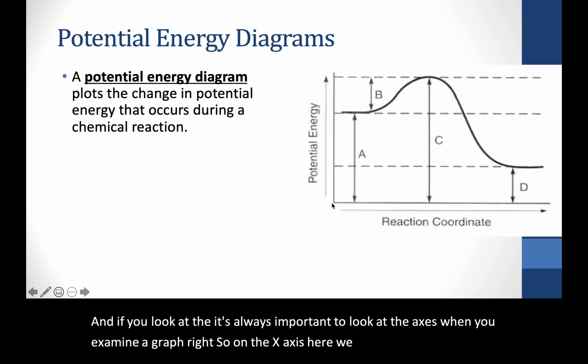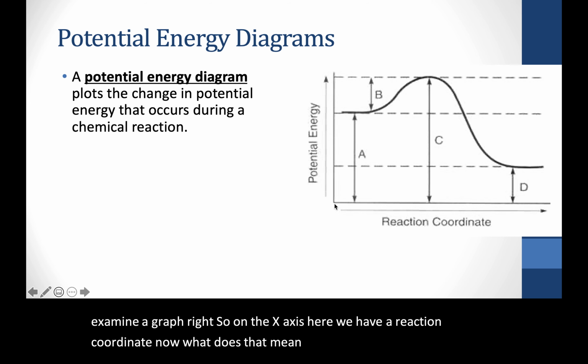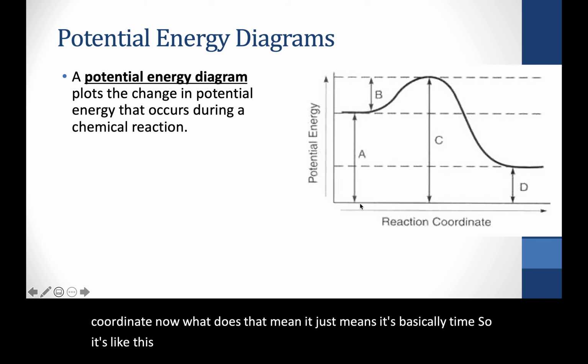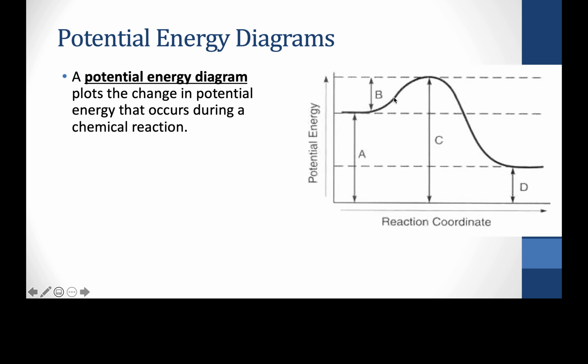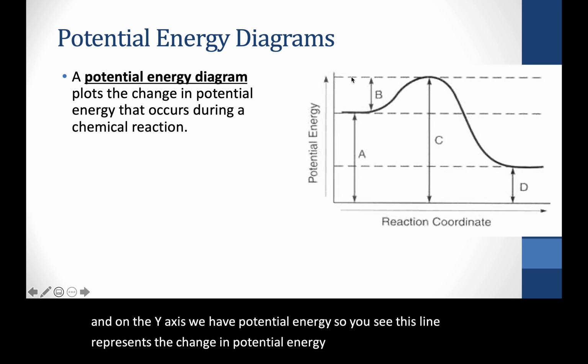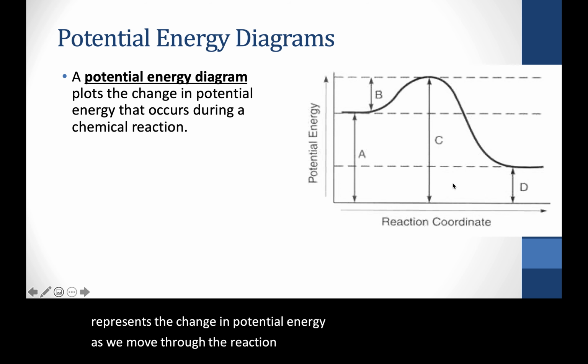Now what does that mean? It just means it's basically time. So this is where the reaction starts, and this is what happens as the reaction goes on. As we go from left to right, the reaction is proceeding. The reaction is actually reacting. And then on the y-axis, we have potential energy. So this line represents the change in potential energy as we move through the reaction. Potential energy of the components, of the chemicals in the reaction that we're talking about.